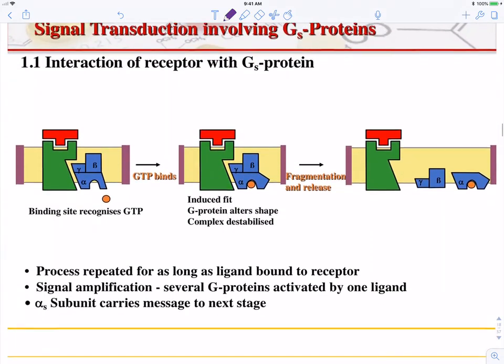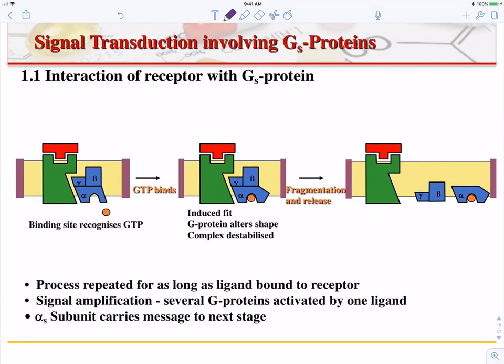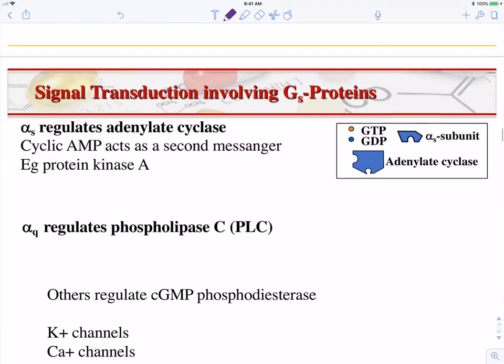and that in turn causes the G protein to dissociate from the receptor, fragment, and be released. And so this again results in signal amplification because several G proteins are activated by one molecule of ligand. And then basically the alpha subunits of various types can carry this message to the next stage.